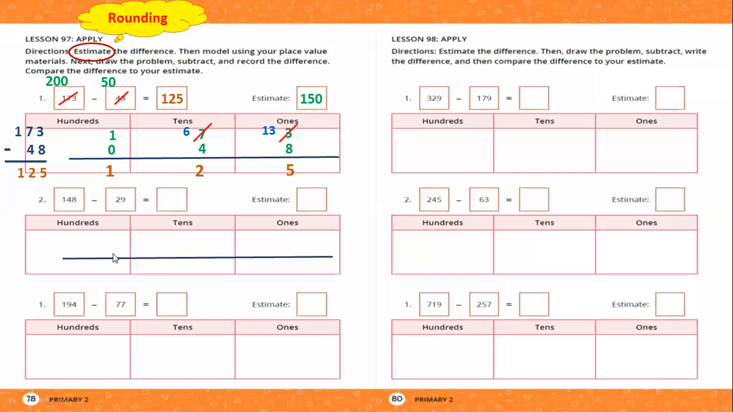Let's make the first step. 148 is between 100 and 200, and the neighbor is 4. 4 is less than 5. So go to next door or stay in the same door? Yes, excellent, Hala. Now you are correct. 148 rounds down to 100.